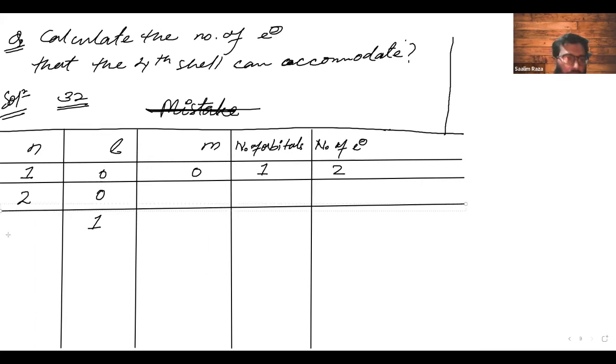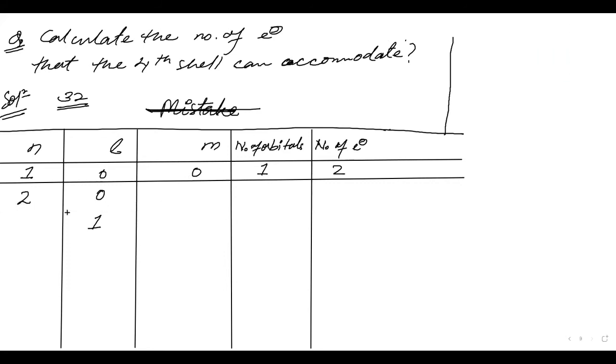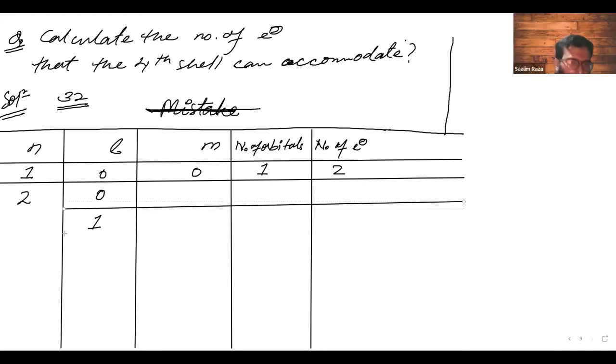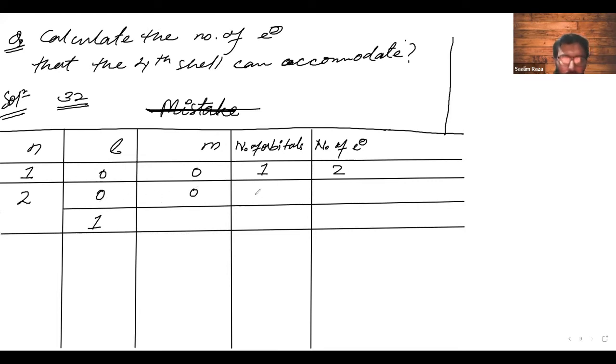Sorry, wait a second. Don't write anything now. Just look here. I will give you ample amount of time for writing things. So here again, this will be 0. Number of orbitals for 0 will be 1. Number of electrons will be 2.